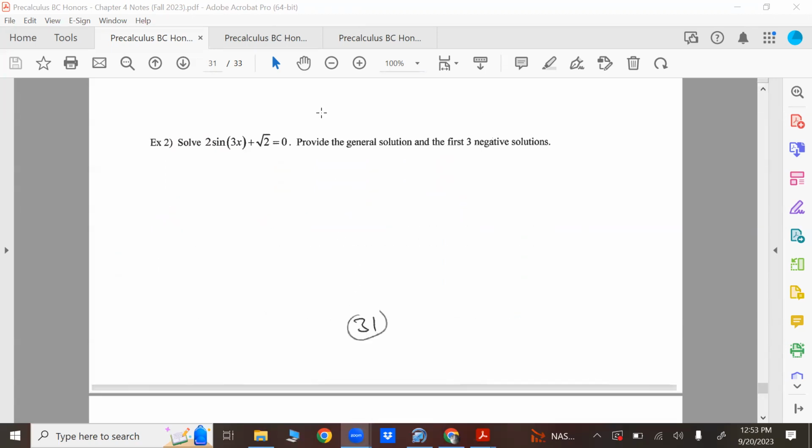All right, let's try it again. Now we want the first three negative solutions. So sine 3x. That's interesting. This gets really interesting. So you get root 2 over 2. Now, before we get carried away, what does 3x equal? 3x equals what? Pi over 4.